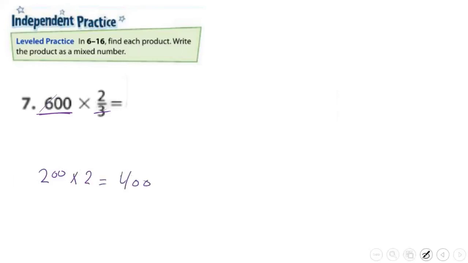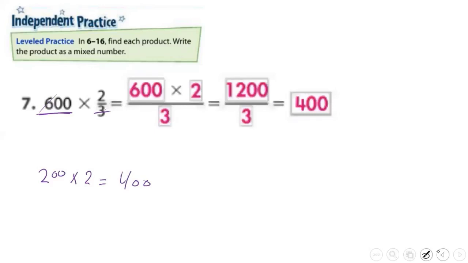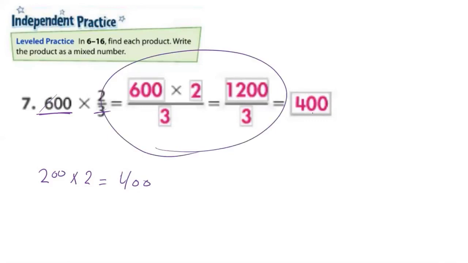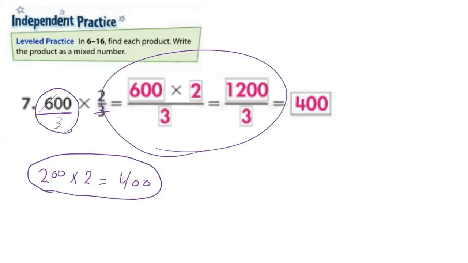Let's see the answer here. It will be 400. If we use the traditional way, we will get 400 as the final answer. But the abbreviated way is to divide 600 over 3. We will consider this 600 divided by 3 and get the quotient, which is 200. And then the remaining step is to multiply it by 2. When we multiply the quotient 200 by 2, we will get 400. Okay, let's move with the abbreviated way.